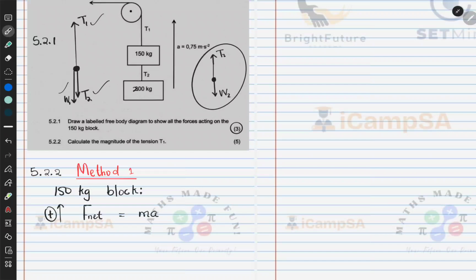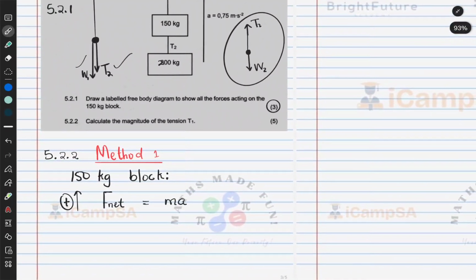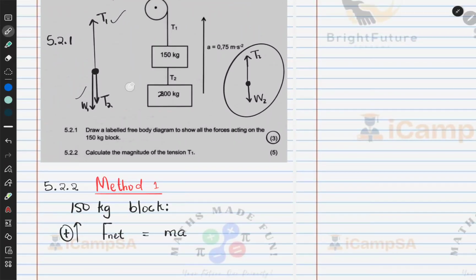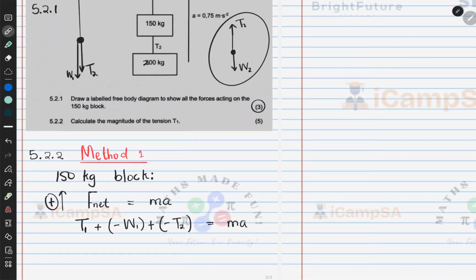Okay, so now once we have that, we sum our forces. We're starting with the 150 kilogram block. The only force going up is T1. So since we chose up as positive, T1 will therefore be positive. Plus, both weight 1 and T2 are going downwards. So we will just make them negative because they are opposite to the direction that we regard as positive. Then we have MA. Okay, so this is what you would have.